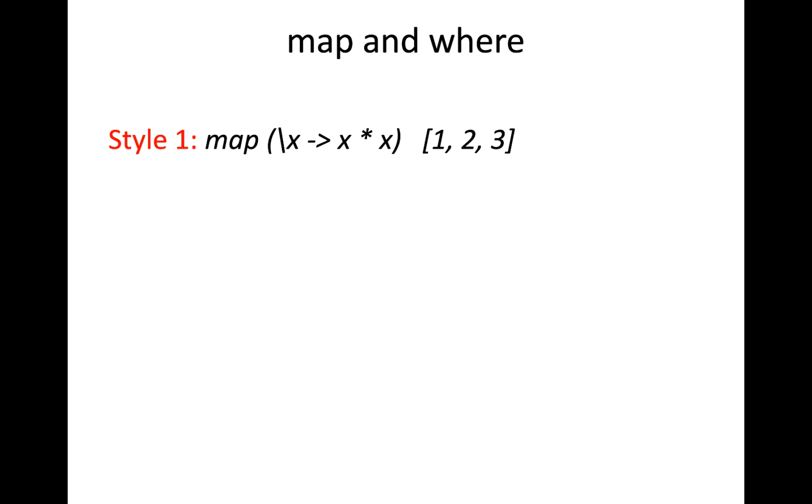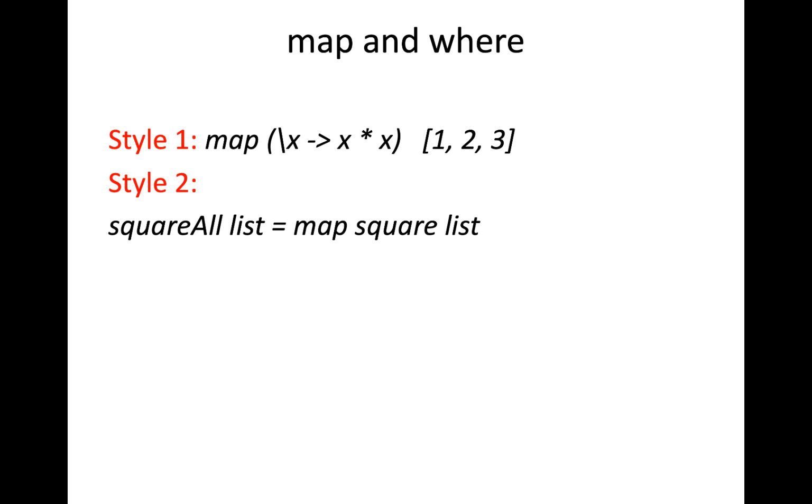Now there can be different styles of saying the same thing. So we know map takes an anonymous function and applies it on a list. Here the anonymous function takes one input and makes it square, right? Now instead of saying it this way, we can also say the same thing in the following way. First we define squareAll, which on a list is the same as applying map with square on that list, where square is defined as follows.